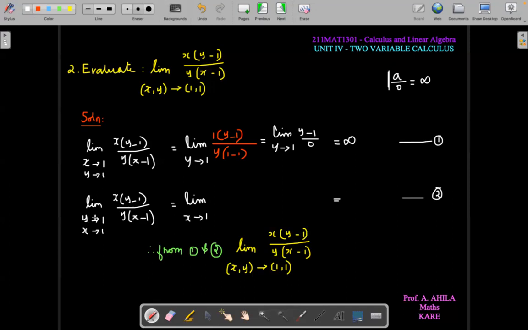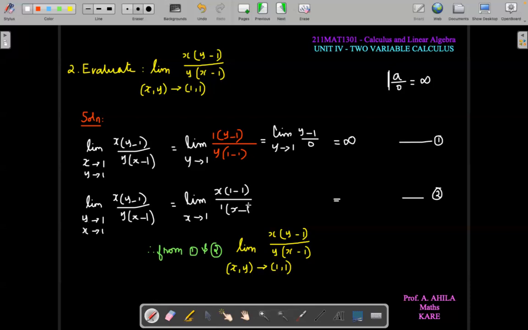Now let us see the other path. If we change the order, limit y tends to 1 and x tends to 1, the same function x into y minus 1 by y into x minus 1. Here we need to substitute y equal to 1 first, then x equal to 1. So when I go for substituting y equal to 1, I don't write y tends to 1. Just I write x tends to 1 and I substitute 1 instead of y. So what happens? x into 1 minus 1, 1 into x minus 1.